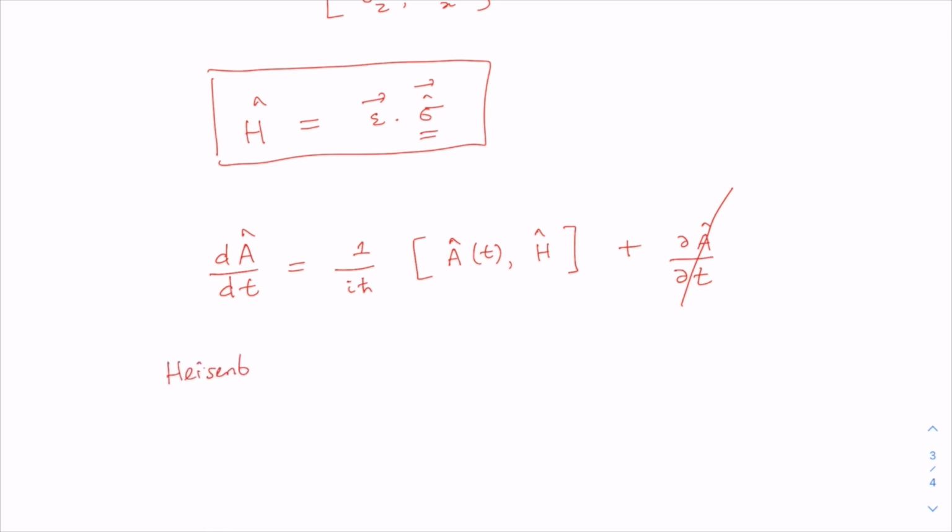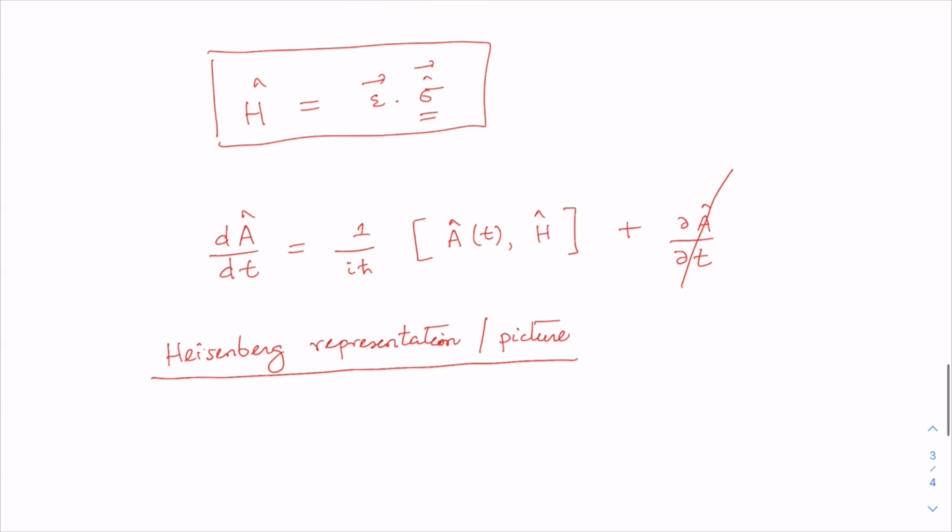which is also known as the Heisenberg picture. It's called Heisenberg representation or picture. Let me actually digress a bit and briefly explain this Heisenberg representation to you.